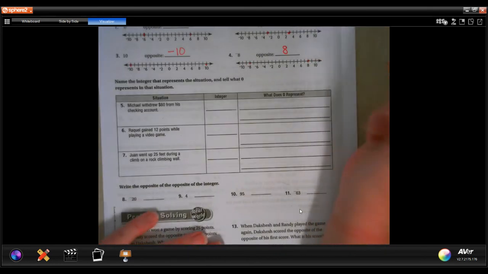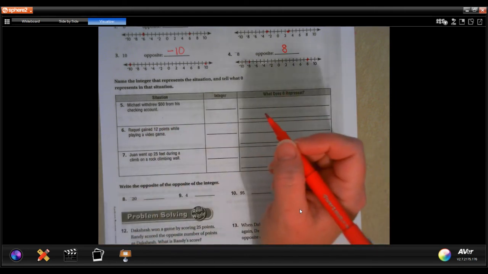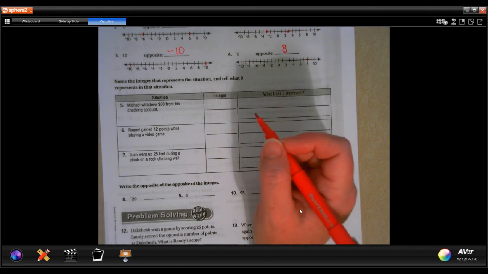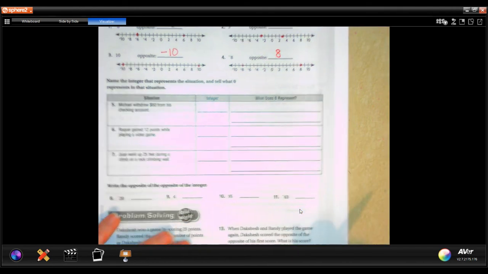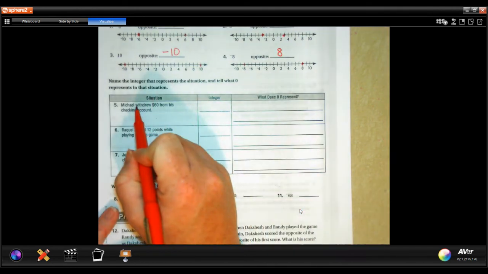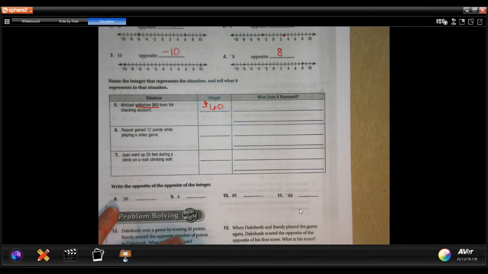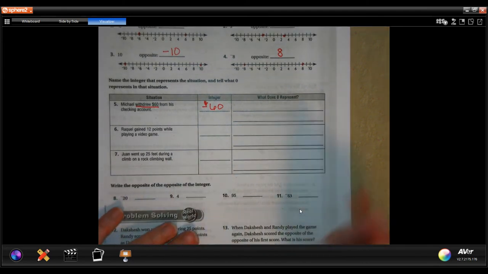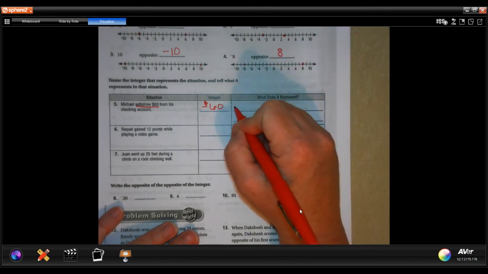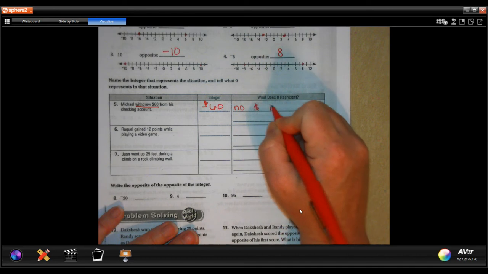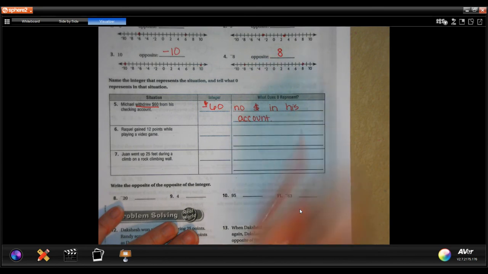So Michael withdrew $60 from his checking account. We need to name the integer. All that means is to tell you the number and tell you whether it is positive or negative. So Michael withdrew $60. That means that he took $60 out. Now, what does 0 represent? Well, if he had $0, he would have no money in his account.